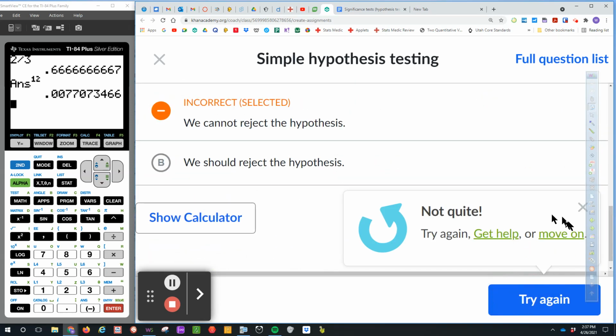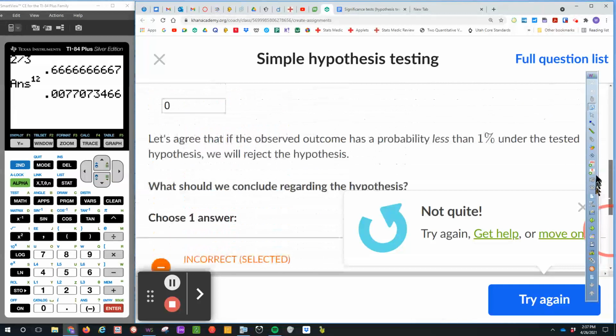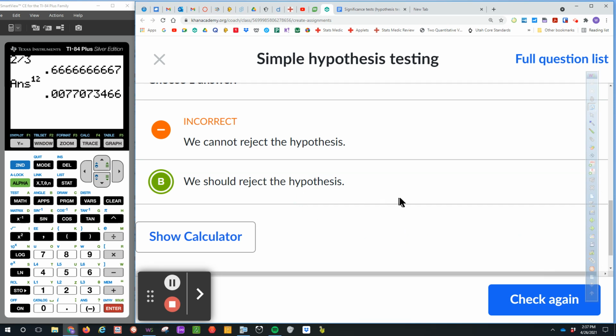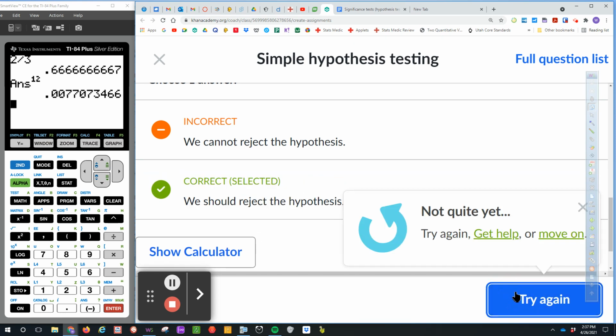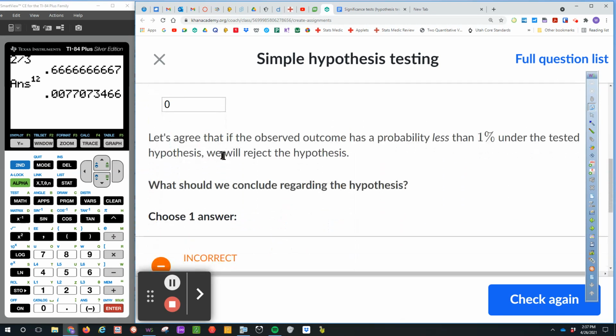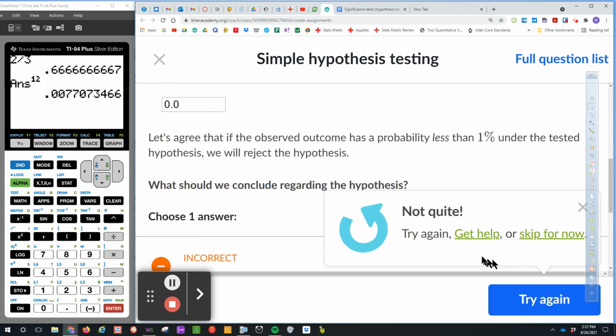Oh, not quite. We cannot reject the hypothesis. That's incorrect. Why is that? Oh, duh. We should reject. What am I saying? We should reject the hypothesis. That is correct. And to one decimal place, I believe that's what they want us to do, right? Point zero. Whoa. Okay, get help.